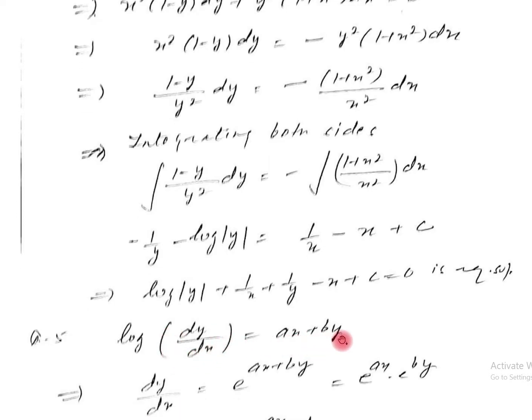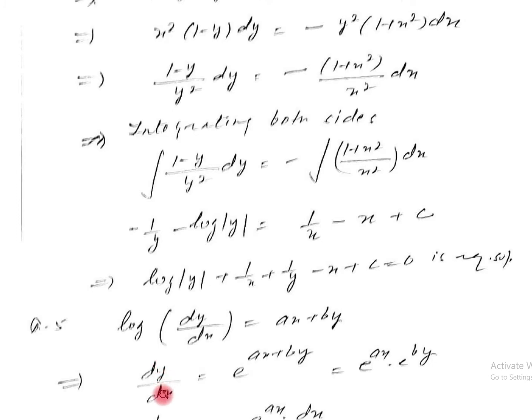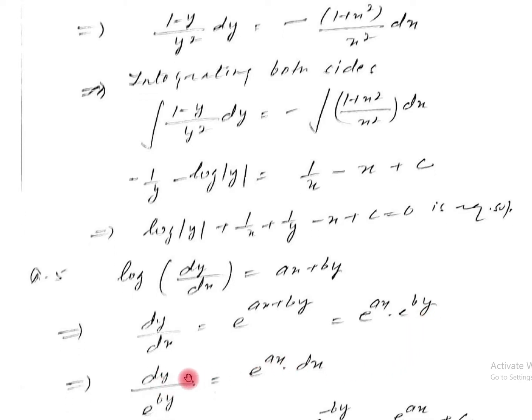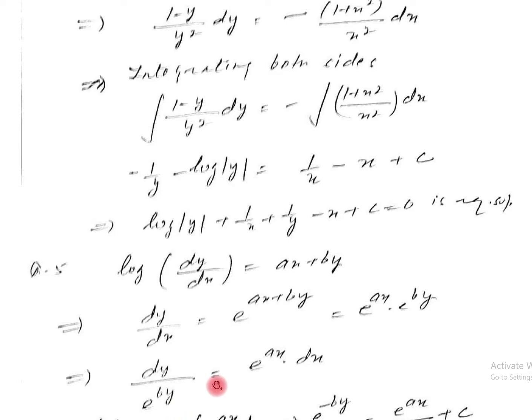Log dy by dx equal to ax plus by. It can be written as dy by dx equal to e raised to power ax plus by, by the definition of logarithm and exponential function. See this step very carefully. So it can be written as e raised to power ax into e raised to power by. Separating the variables, dy upon e raised to power by equal to e raised to power ax into dx.